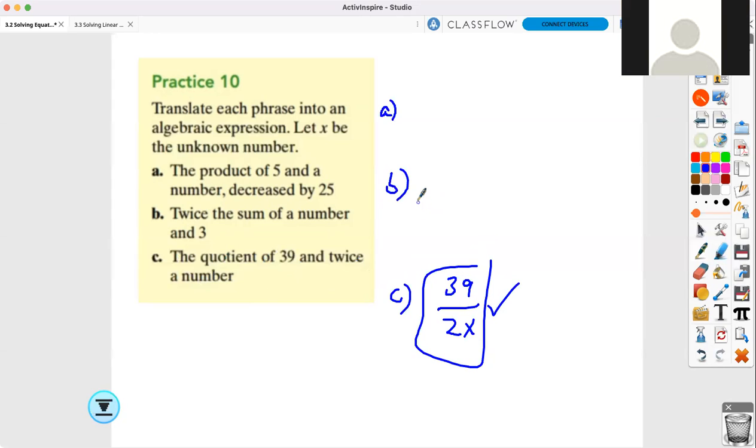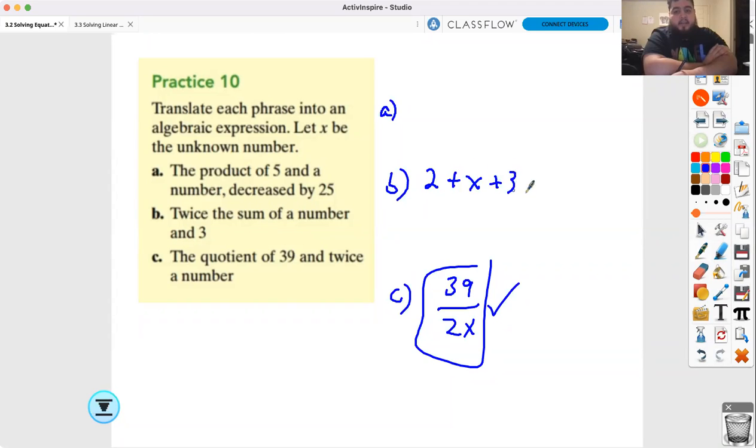Twice. So I break it down. I got 2 plus X plus 3. What if it's 2 and then parentheses X plus 3?